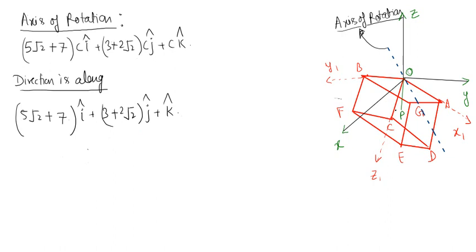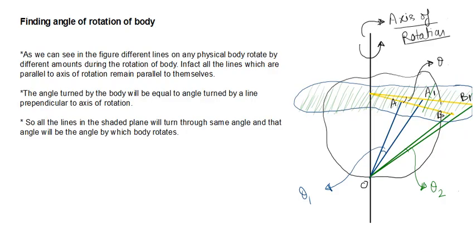Now the next part is how to find the angle by which the body has rotated. Now here what I am doing, I am finding the angle of rotation of the body. Now consider any general body, any arbitrary shaped body which is doing fixed axis rotation about this vertical axis. Now as we can see in the figure, different lines on this physical body rotate by different amounts during the rotation of the body.